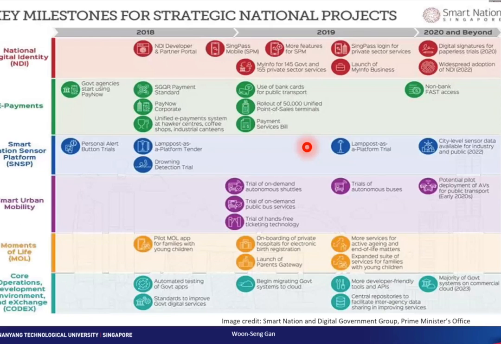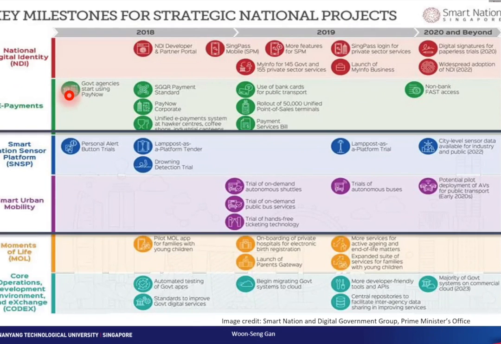For example, we have some of these bigger national strategic projects shown in these slides. One of them is the National Digital Identity for citizens and businesses to transact digitally in a convenient and secure manner. We also have e-payment to allow everyone to make simple, swift, seamless and safe payments.